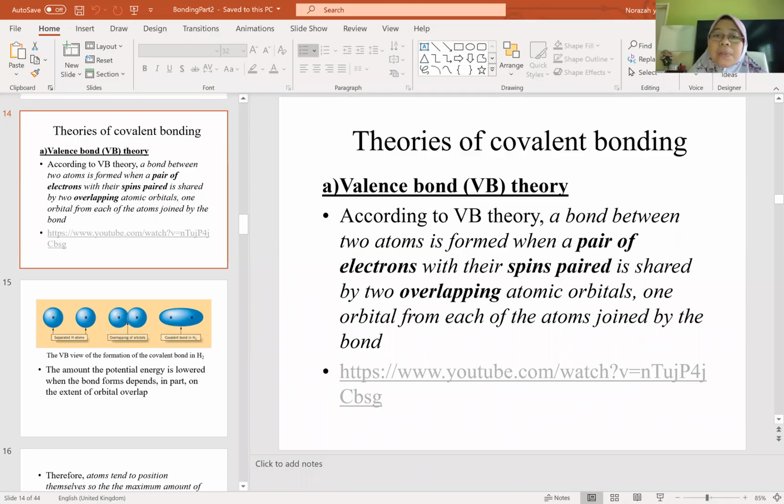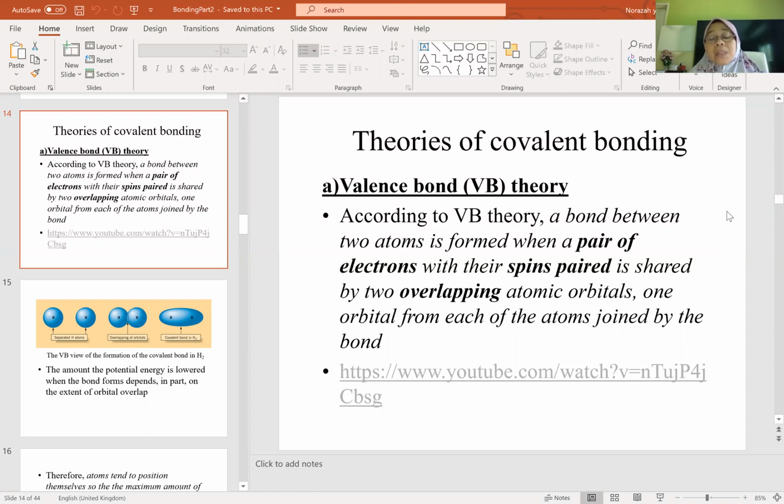So the first theory is valence bond theory. The principle of valence bond theory is that a bond between two atoms is formed when a pair of electrons with their spin paired is shared by two overlapping orbitals. In valence bond theory, the covalent bond is viewed as an overlapping of atomic orbitals, one orbital from each of the atoms joined by the bond.